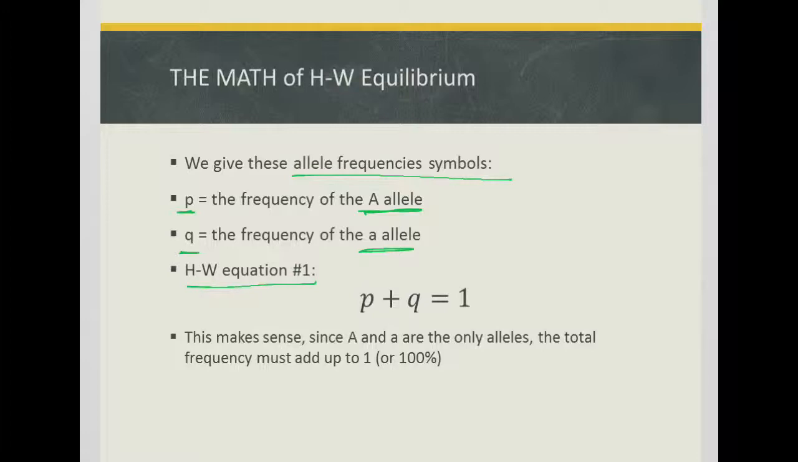Again, this makes sense because the dominant A and the recessive a are the only alleles, so the total frequency of those alleles must add up to 1 or 100%. They're the only things that exist. If they don't add up to 100%, that means I haven't counted them right. So p plus q equals 1.